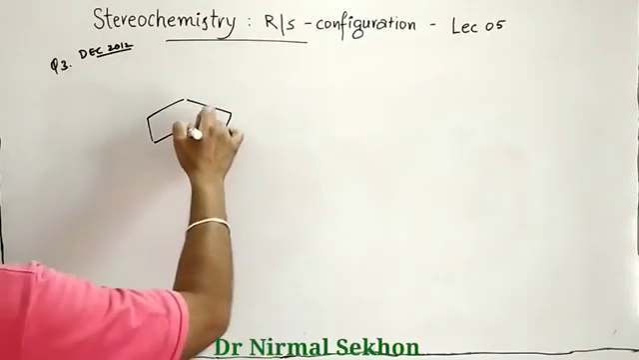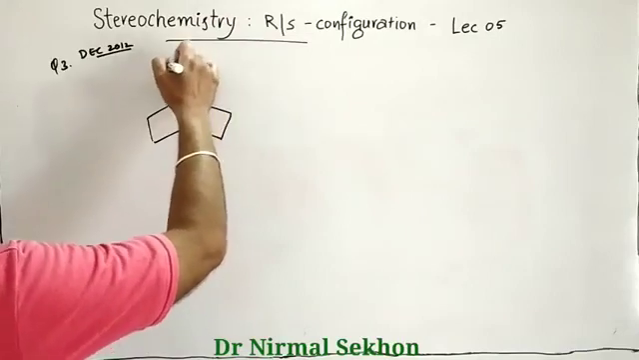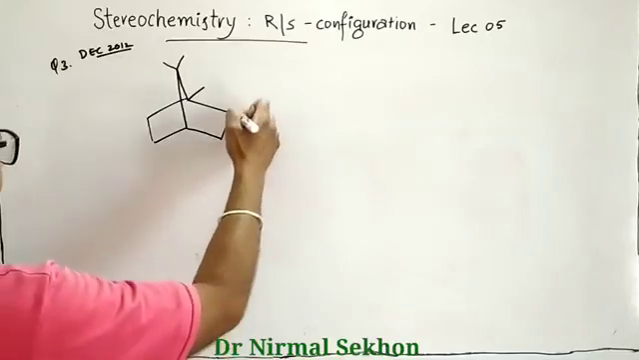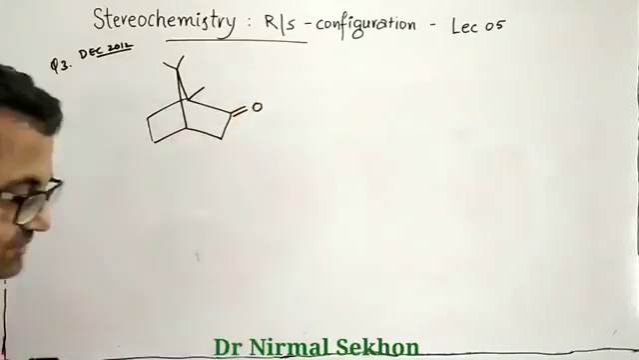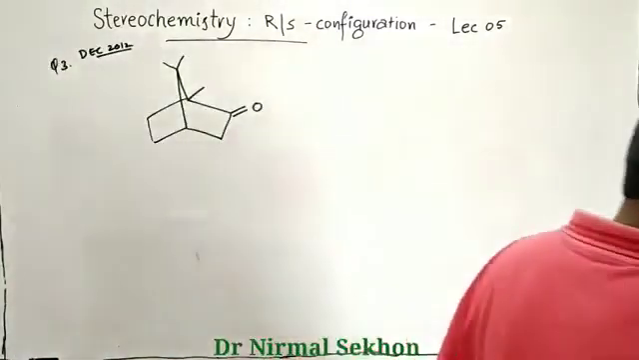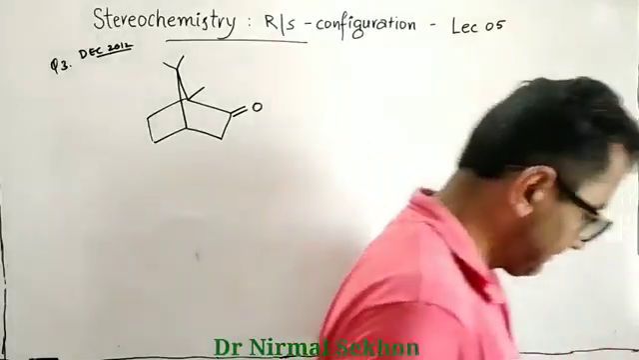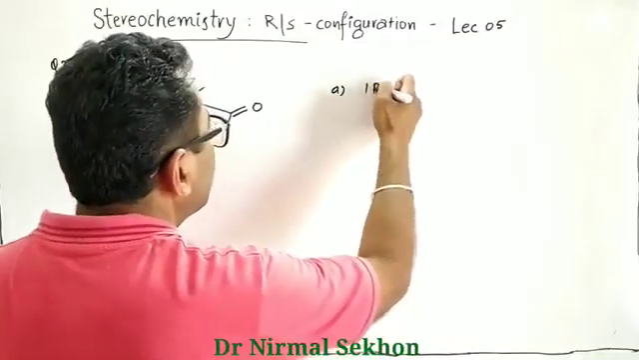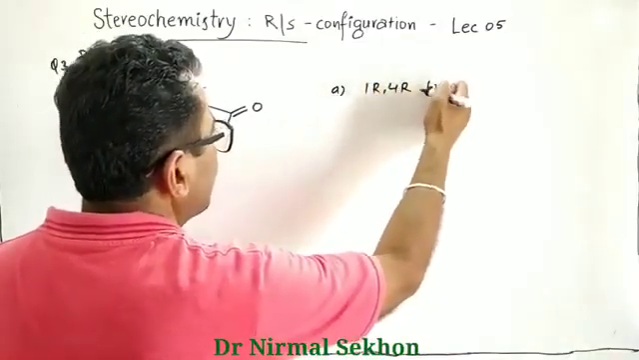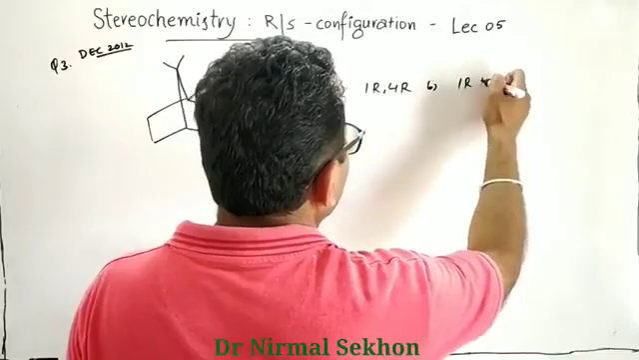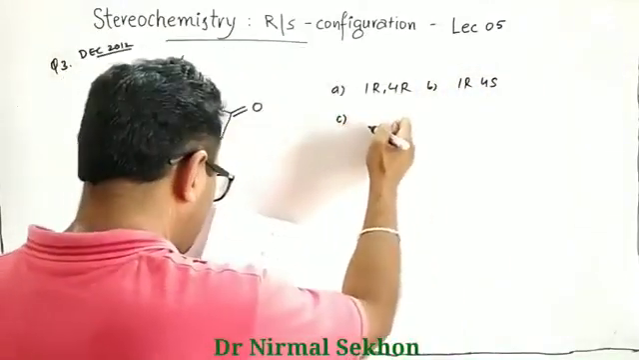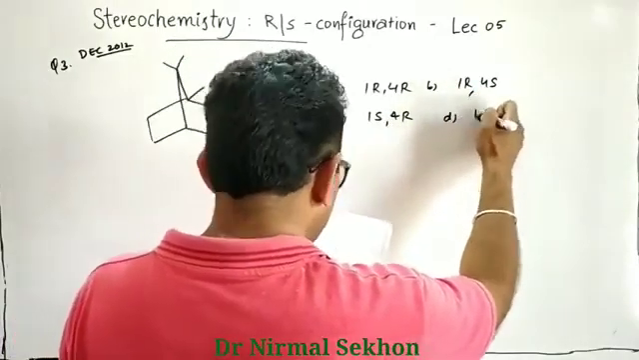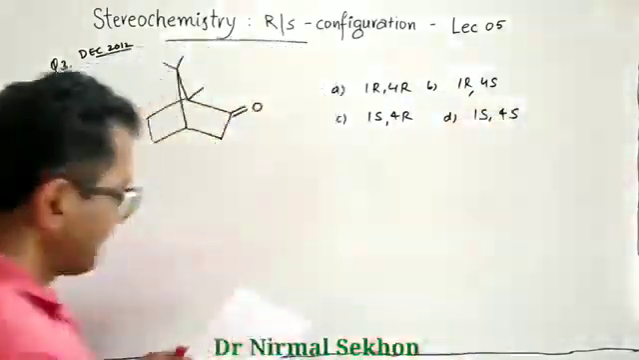This is a cyclohexane ring. The 2-methyl at the top, 1-methyl here, and here we have a C double bond O. Okay. Now again the question is: option A 1R 4R, option B 1R 4S, option C 1S 4R, option D is 1S 4S.